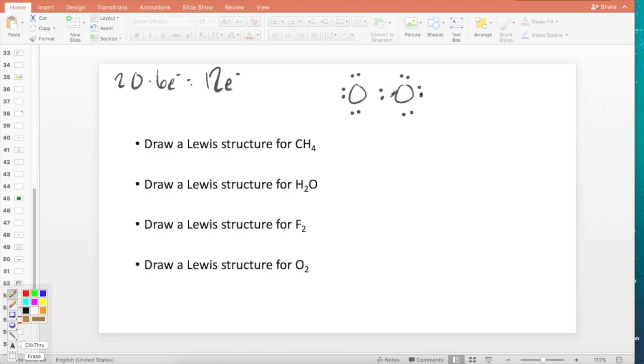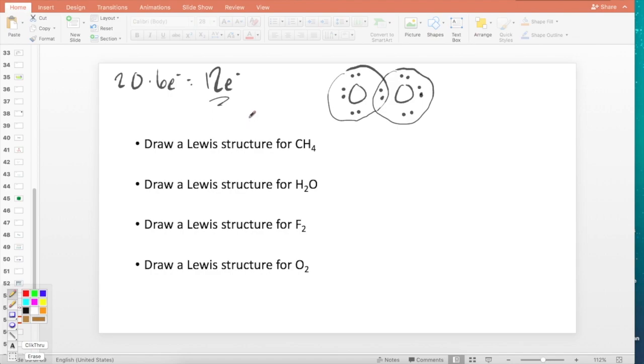By trying to make them both happy with an octet, this oxygen has 8 right now, and this one has 8 right now. I've broken my rules. I have not used 12. I've used 14. I've used too many. Crap.